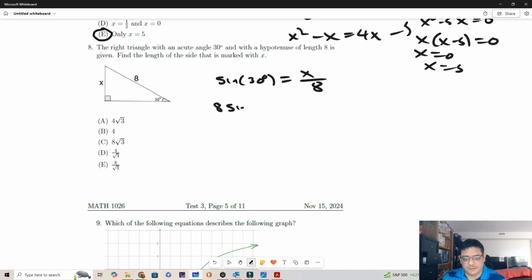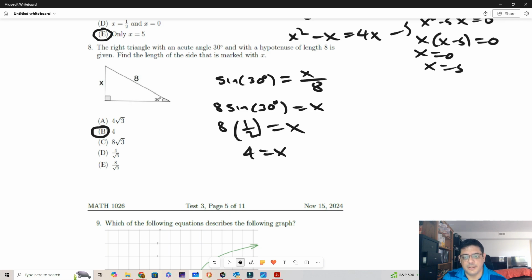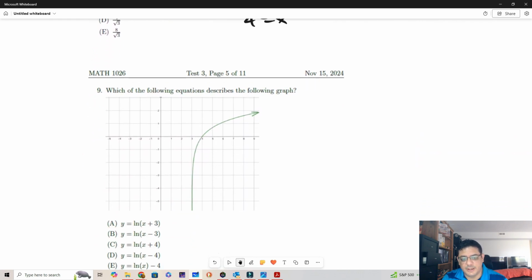So to find x, we're just going to do 8 sine of 30, and that's going to be x. Now, sine of 30 is just going to be 1/2 using our unit circle. And so this is just going to give me x equals 4. And that is our final answer for question 8.